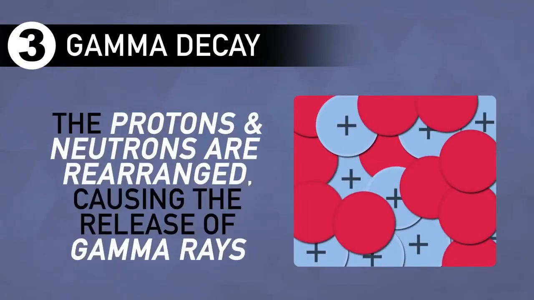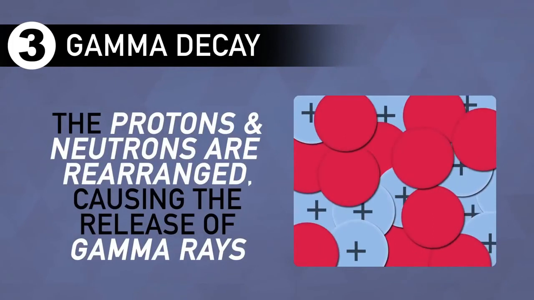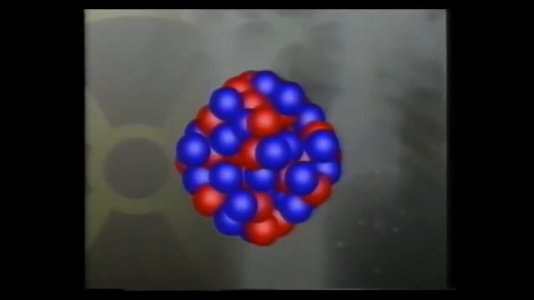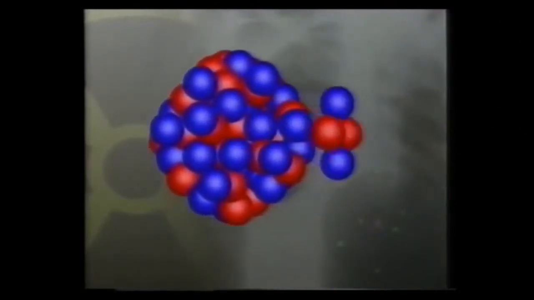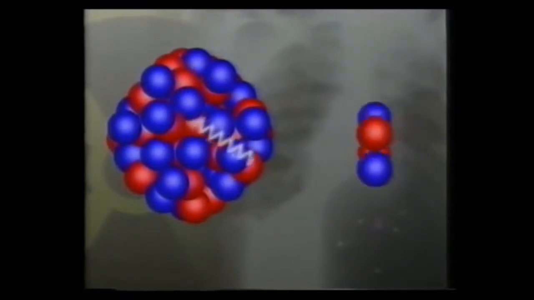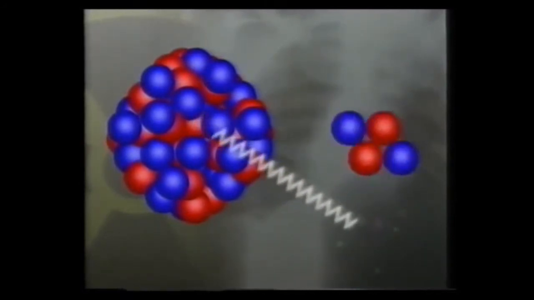Finally, gamma decay occurs when the nucleus rearranges. The protons and neutrons find a more stable configuration. The atomic number doesn't change. Often when an atom loses alpha or beta particles, it's still unstable. It can lose more energy in the form of electromagnetic radiation.